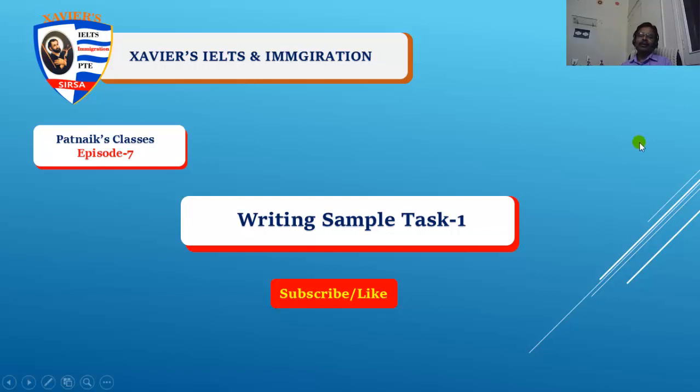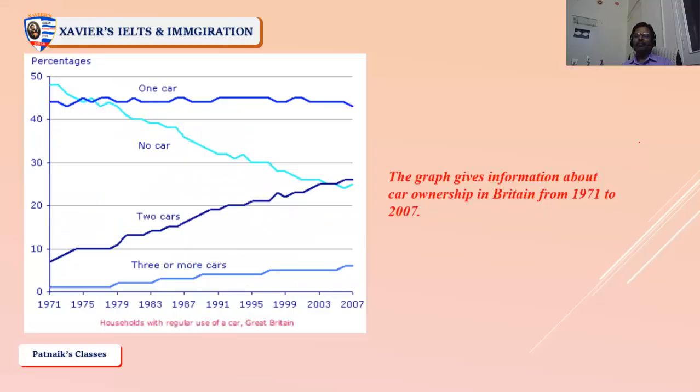So before starting my example with the sample write-up, I would like to show you the question and the graph first. Keep this in your mind, then we will start the planning part of the write-up. The graph gives information about car ownership in Britain from 1971 to 2007. The y-axis is displaying the percentages, and the x-axis is displaying the time period, from 1971 to 2007. Then there is the information: households with regular use of a car, Great Britain. That means it's about the owners of cars.